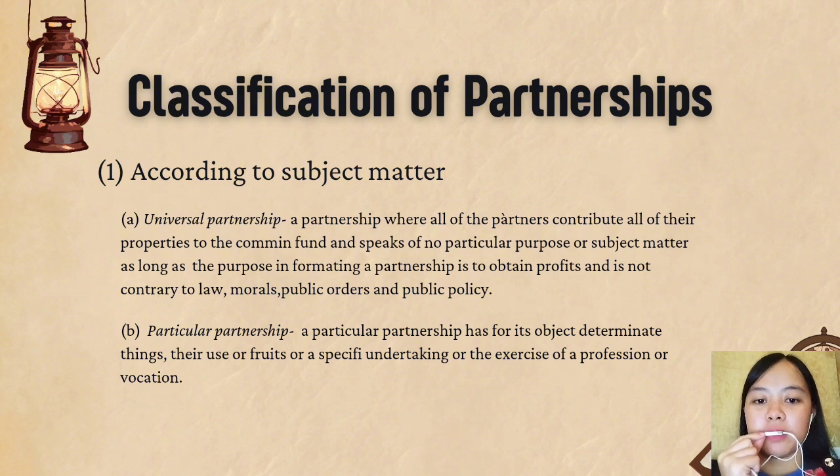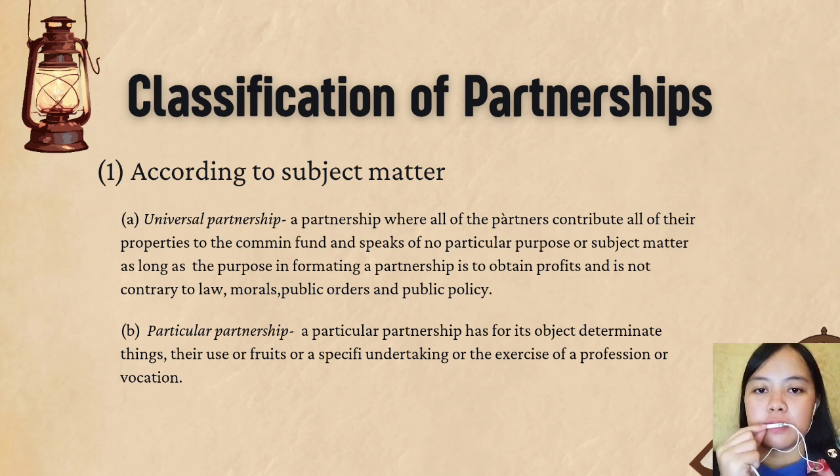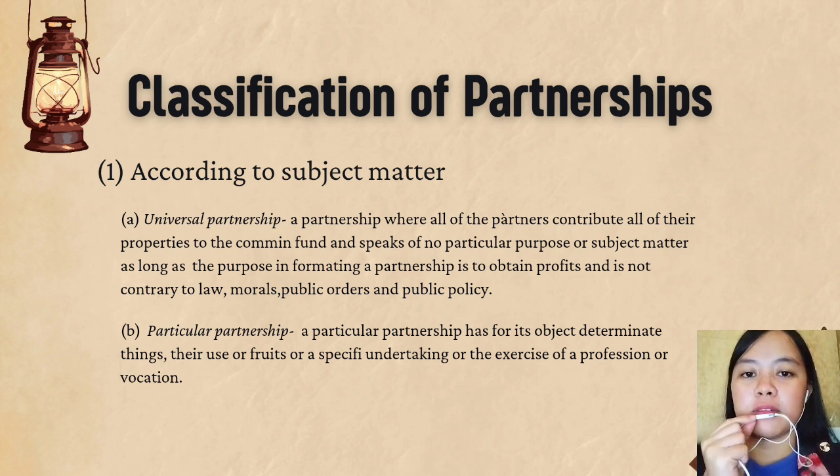A particular partnership has for its object determinate things, their use or fruits, or a specific undertaking or the exercise of a profession or vocation. So a particular partnership is a partnership that is formed for a specific business or project. It has a more limited scope compared to a universal partnership.